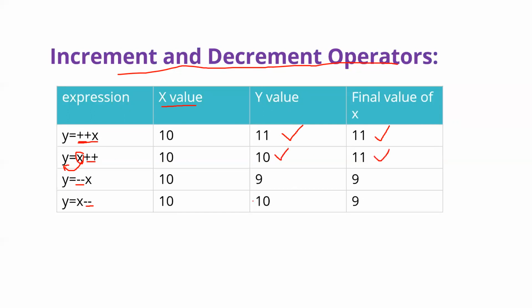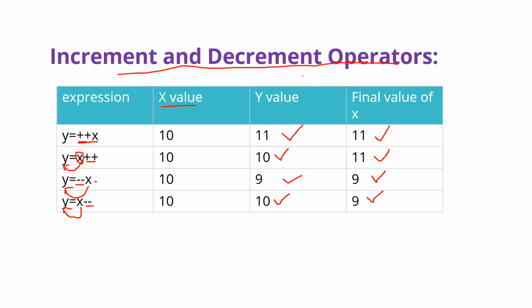Similarly, whenever you apply minus minus x, first the x value will be decremented and the decremented value will be stored into y. Now observe, 9 will be stored into y and x value decremented, right? So we will get 9 here. Similarly, whenever I apply x minus minus, initially the x value will be stored into y and later the x value will be decremented. Now the y value will become 10 because first the x value will be stored into y and then x got decremented to 9.